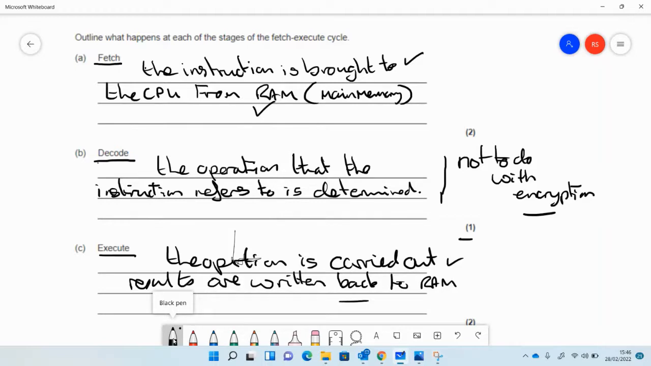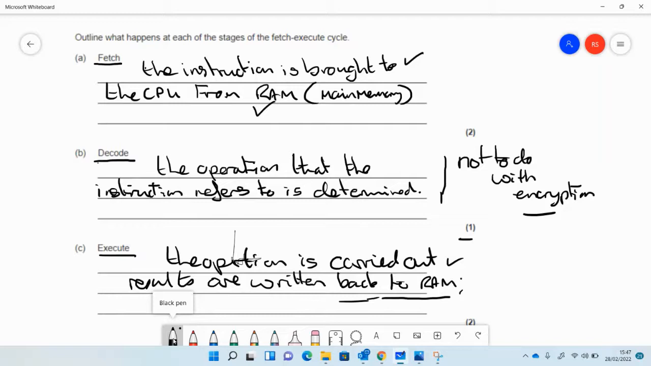We can also say something like more information may be fetched or may be brought from RAM if we want to as well, because we might need to do that for the operation. If the operation is for an addition or something like that, we might need to fetch 2 numbers and then execute those by adding them together using the ALU. You don't have to mention the ALU in here, but you can do if you want to, if you're doing a specific example. So there's another 2 marks there, one for saying the operation is carried out and one for saying this idea of results being written back to RAM. So that's the 2nd mark, which is probably the most difficult one to get from here.